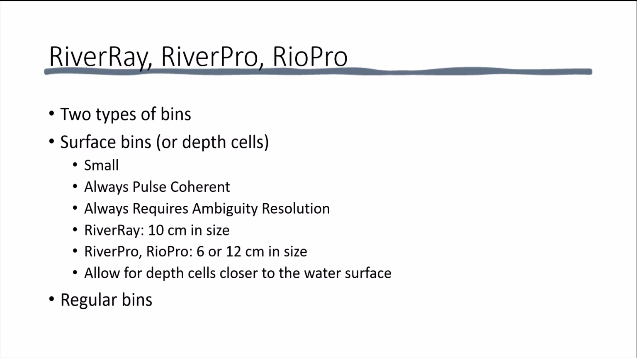The RiverRay, RiverPro, and Rio Pro have two types of bins. First are the surface bins or depth cells. They're small, they're always pulse coherent, they always require ambiguity resolution. For the RiverRay, those bins are always 10 centimeters in size. For the RiverPro or Rio Pro, they may be 6 centimeters or 12 centimeters in size. The use of the surface cells allows for depth cells measured closer to the water surface. Below the surface bins are the regular bins similar to those of a Rio Grande, but are automatically adapted to the velocity and depth of the flow.